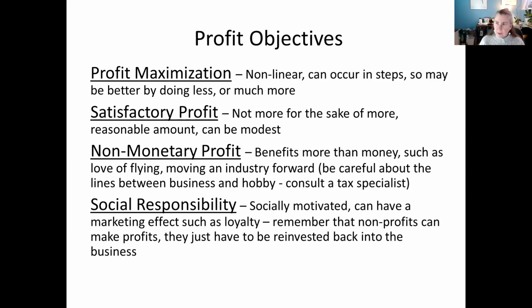Non-monetary profit. Again, that could be feeding children. It could be the love of flying. It could be moving an industry forward. But be careful if you're doing this both across a business and a hobby. Consult a tax specialist to make sure that you're not breaking any rules there.